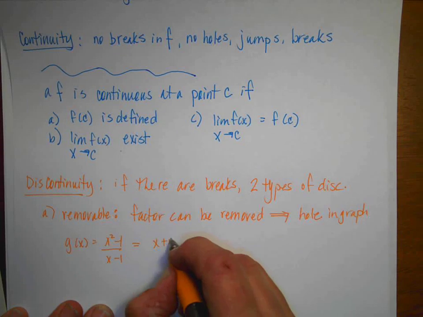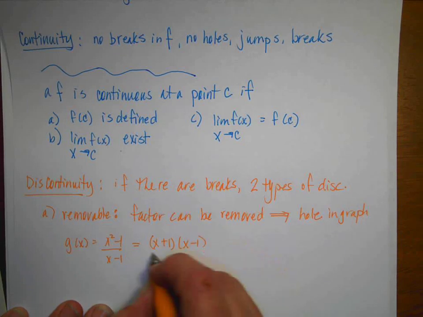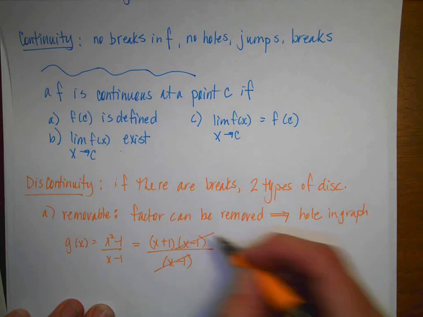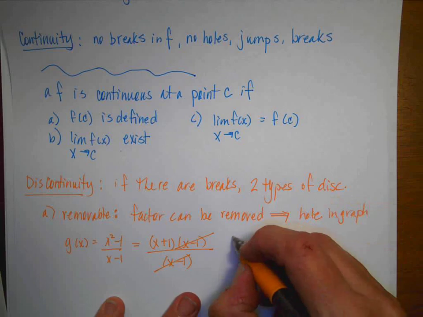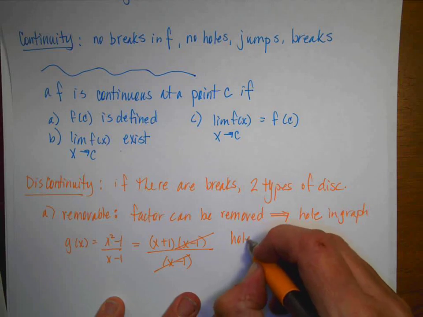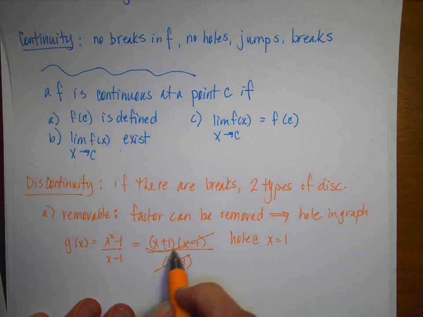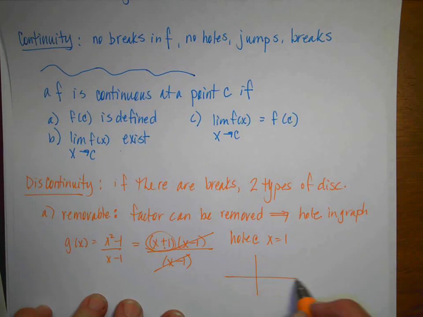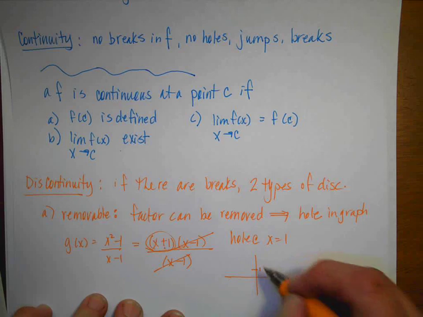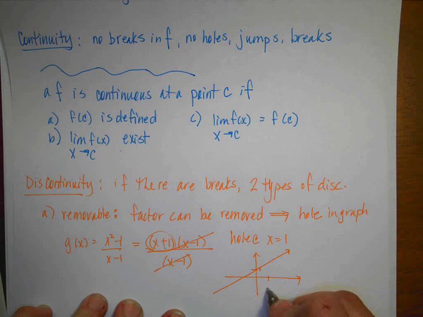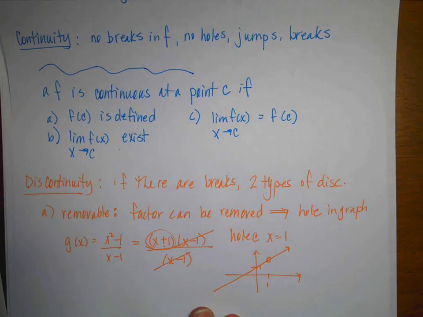I can factor this to be x plus 1 times x minus 1 over x minus 1. I can remove the factors. So there is a hole at x is equal to 1. What's left over is just a line with a y-intercept of 1. So my graph would look like this, but when I get to x equals 1, there would be a hole or a point of discontinuity.